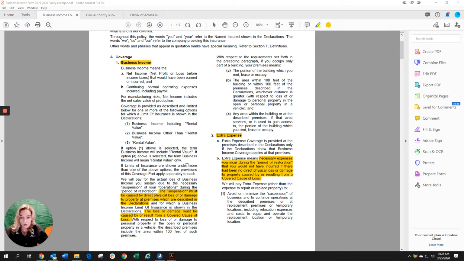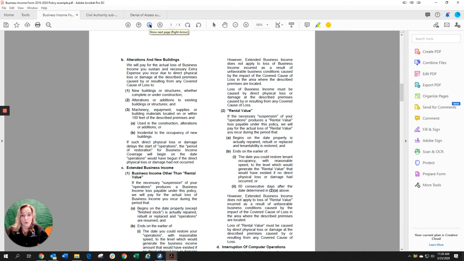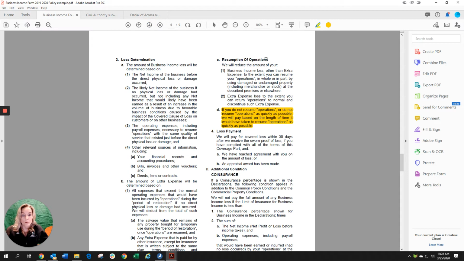So this is your business income and extra expense. And again, it goes back to physical damage to property at your location from a covered cause of loss. The only other page I'll go through quickly on this one is resumption of operations. There's a lot of talk about people not reopening. Please be aware and talk to your agent, your small business attorney, whoever else might be relevant, that part of the coverage says if you do not resume operations or do not resume them as quickly as possible, they will pay based on the length of time it should have taken to resume operations.